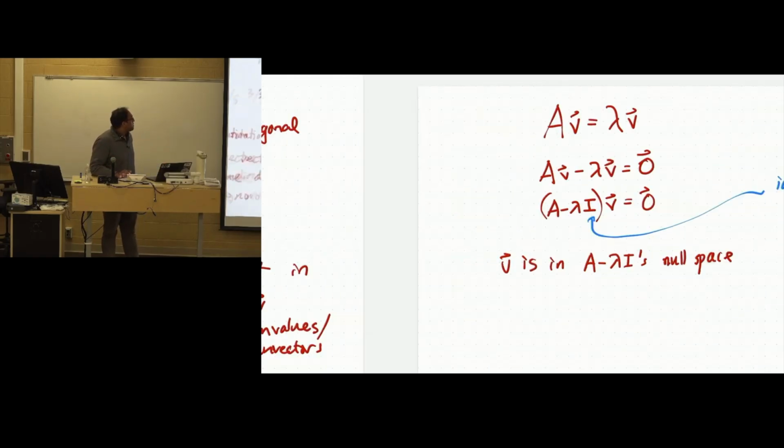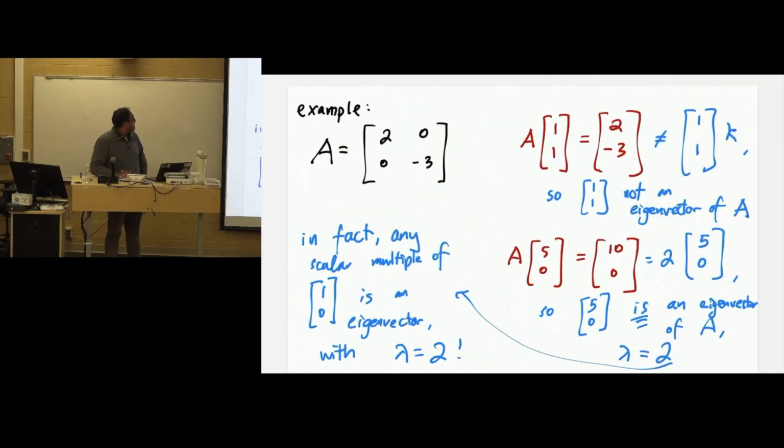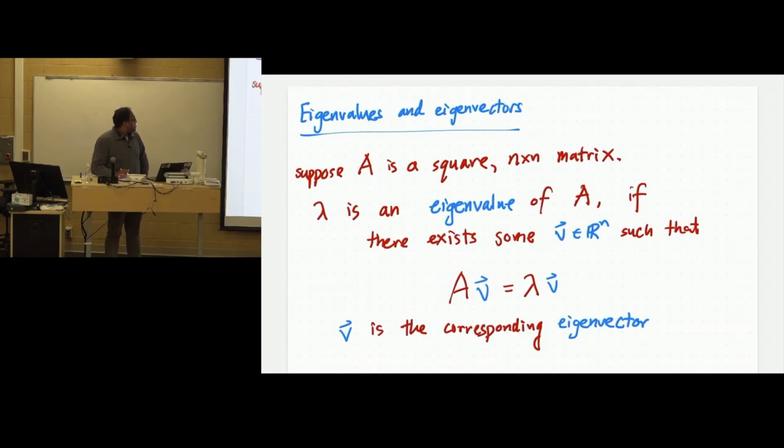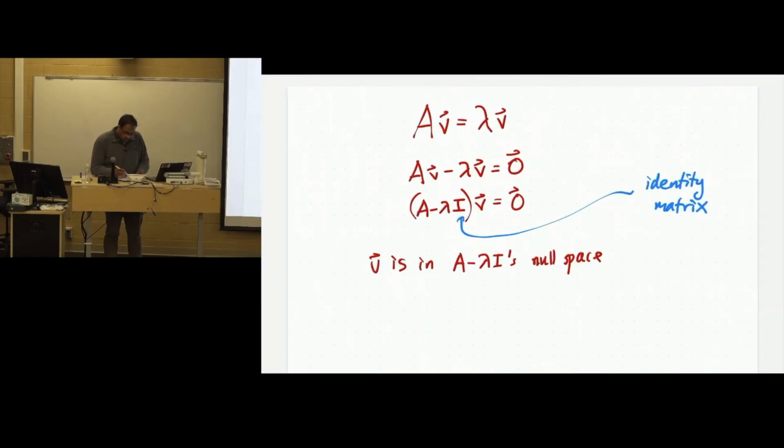And I guess I should have started way back when I defined what an eigenvalue and eigenvector is. I should have started by saying we're not considering the 0 vector. Because any matrix times the 0 vector is just going to be 0, because 0 times anything is 0. So let's not let V here be the 0 vector. So back here, what this means is A minus lambda I has a non-trivial null space.